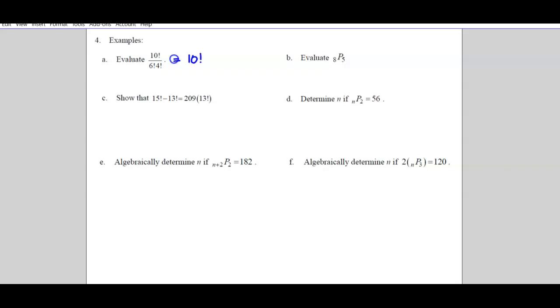So, for example, 10 factorial, if you think about it, could be shown like that. So I know I can divide out the 6 factorial. I know 4 times 2 is 8. And 3 goes into 9 3 times. Voila, no calculator needed.